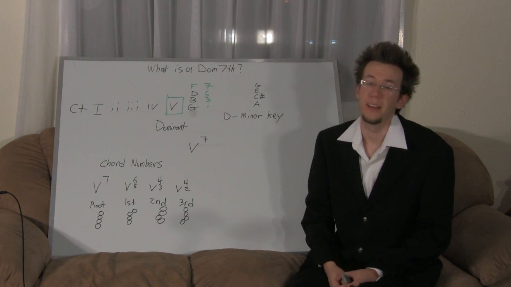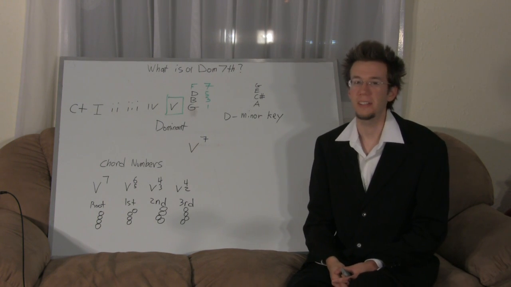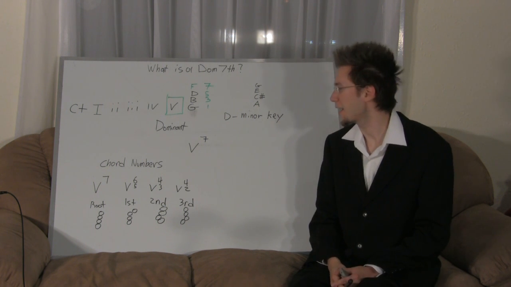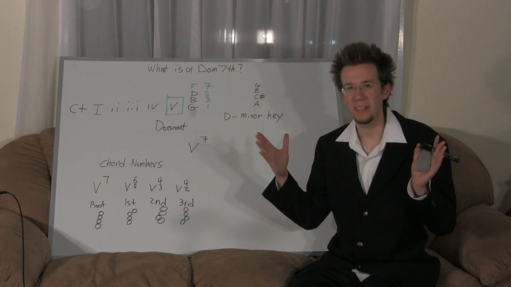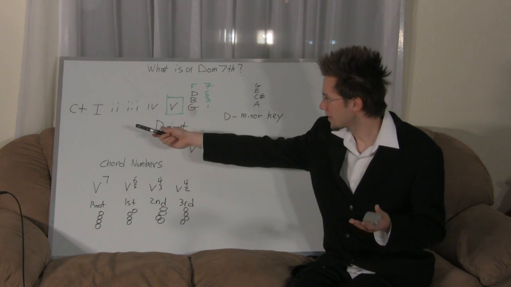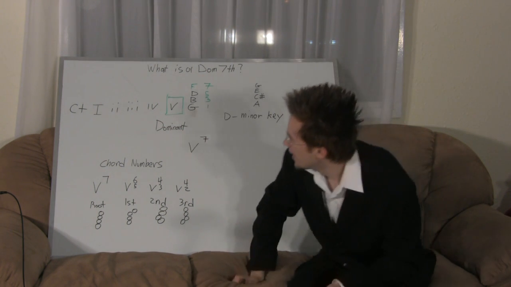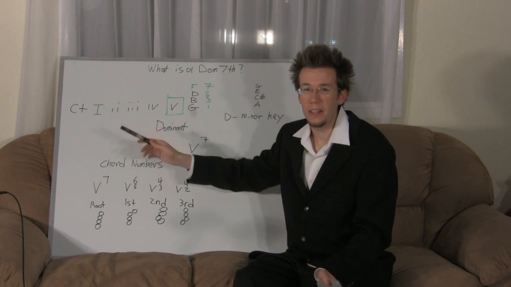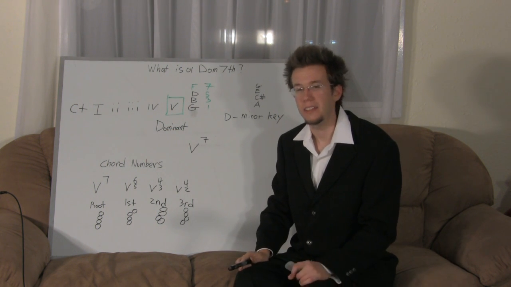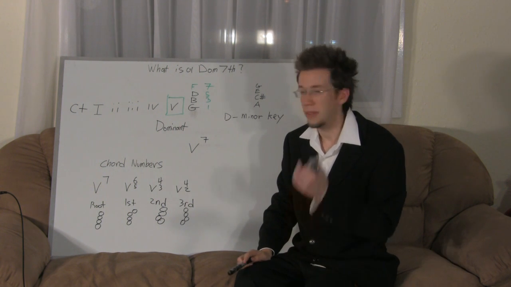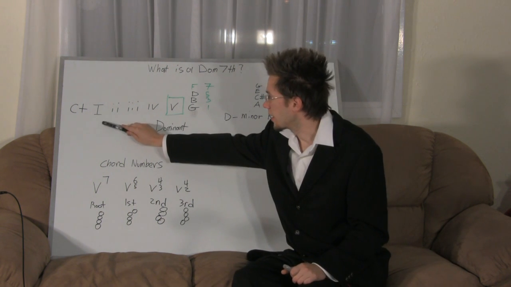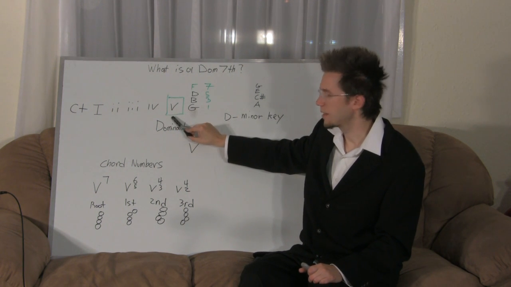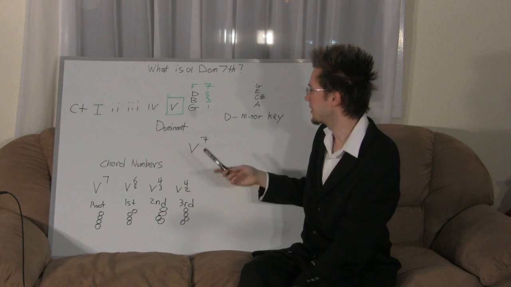Alright, so here's our first topic. What is a dominant seventh? I'm going to explain that to you right now. Say we're in the key of C major. Now what is a dominant? It's the fifth note of a scale. So if we're in C major and we go tonic, supertonic, mediant, subdominant, dominant, we're in the dominant.